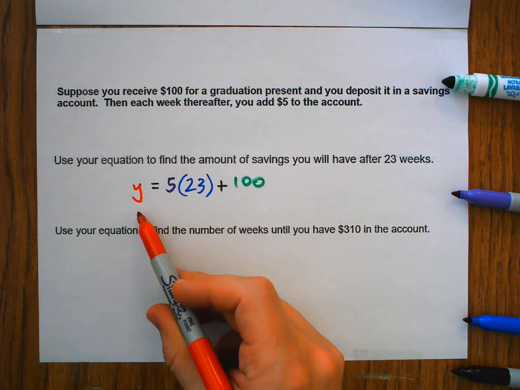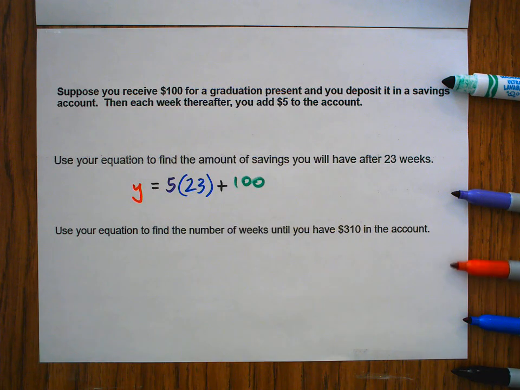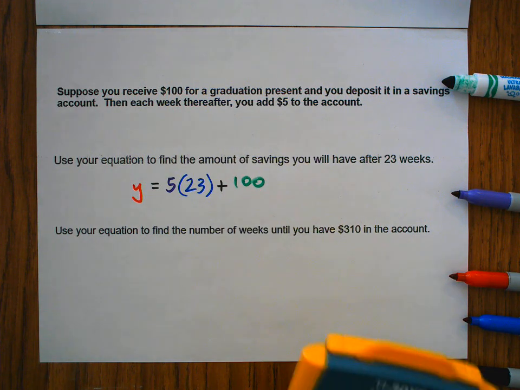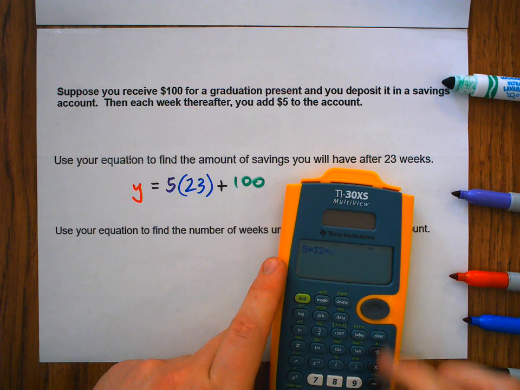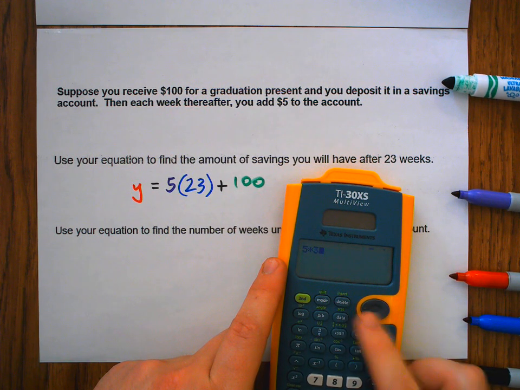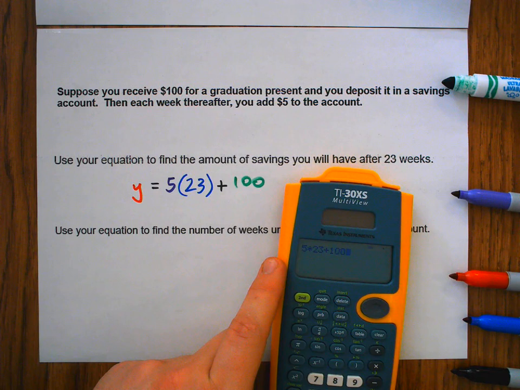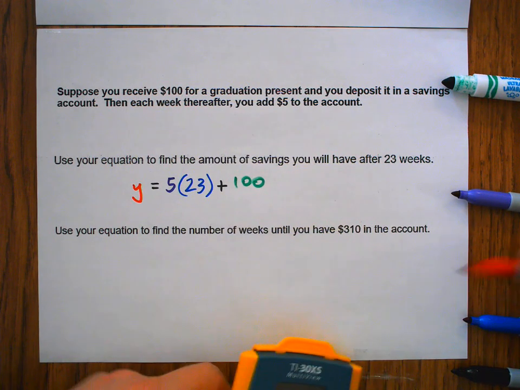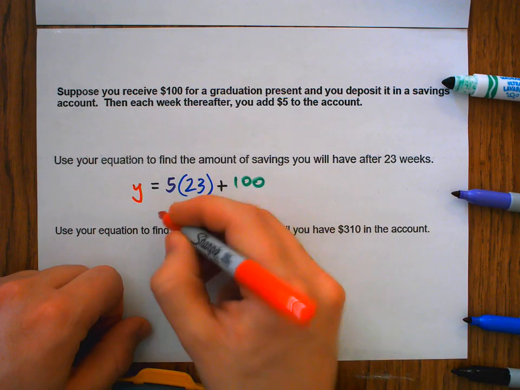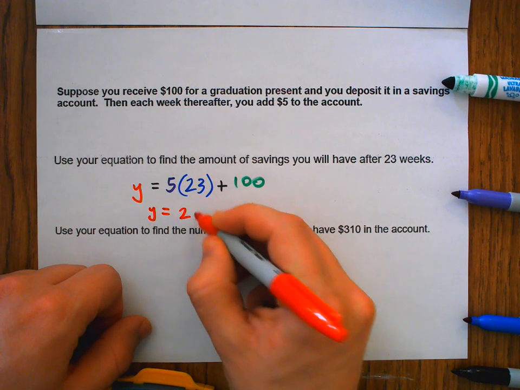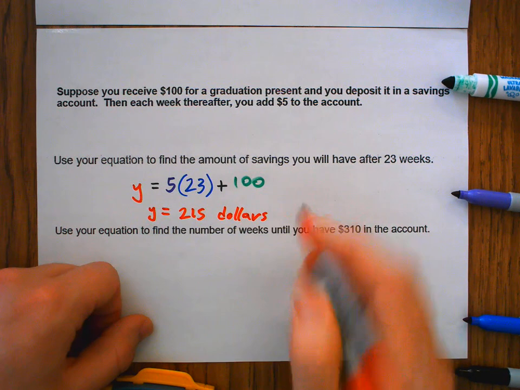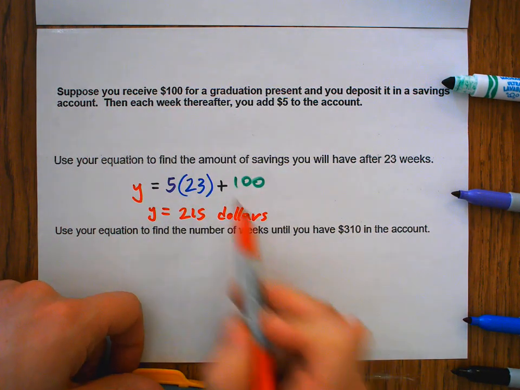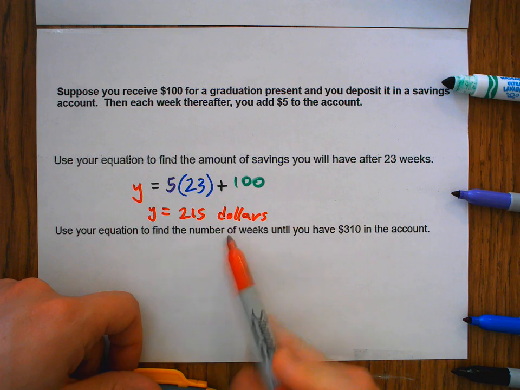Remember, y is equal to the amount of money. Well, after 23 weeks, what do you have? Type it in your calculator. 5 times 23 plus 100. $215. Remember to always state what you have. It's the amount in your savings, therefore it's $215.